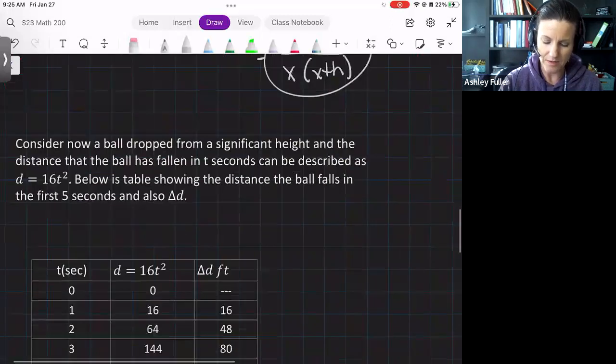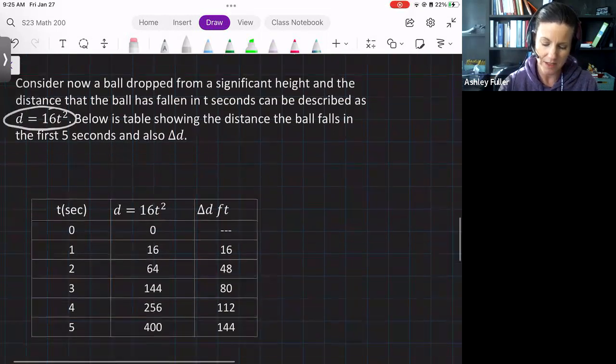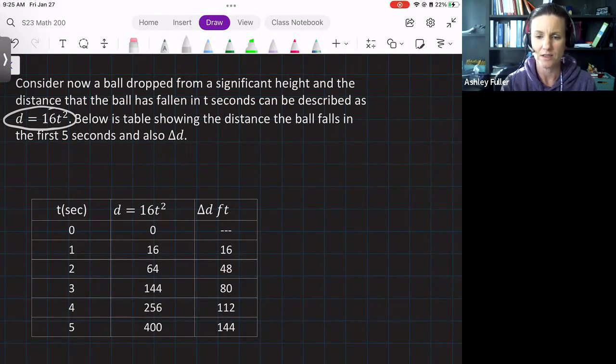Let's look at an example that maybe seems a little more practical. Consider we have a ball that's dropped from a high distance, and we can describe the distance the ball has fallen by the function d equals 16t squared. I've created a table here to show you the distance the ball falls in the first 5 seconds. We're going to use this table to look a little bit at the average rate of change.